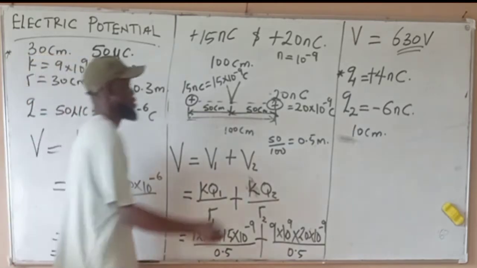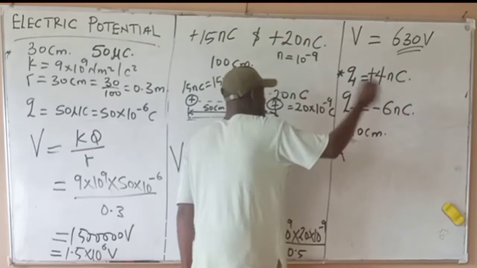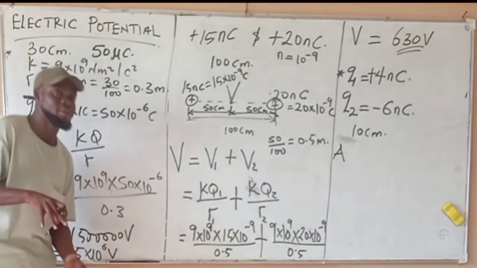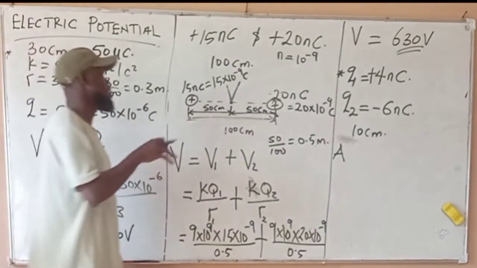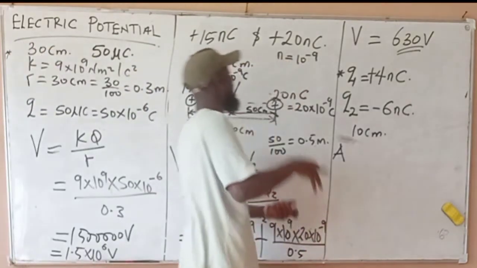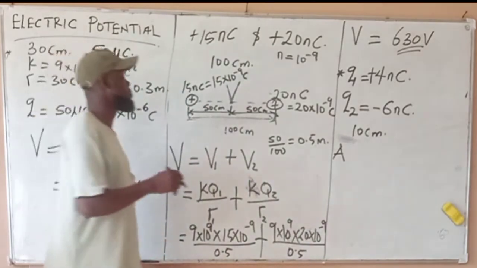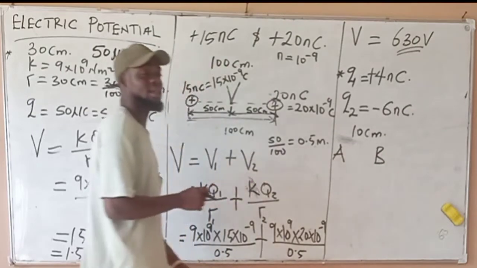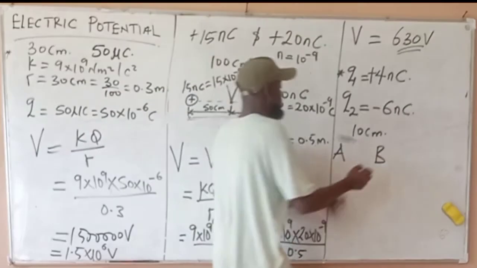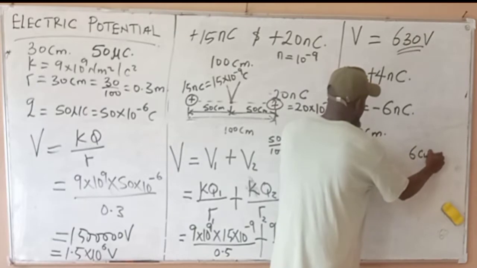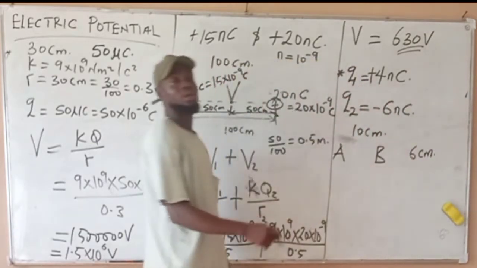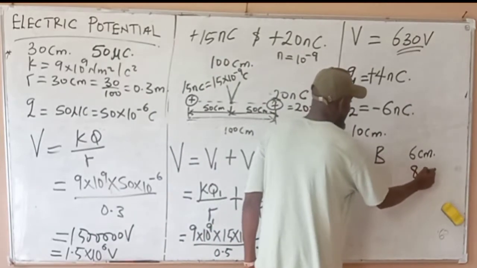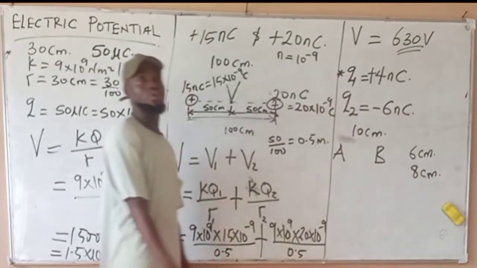Point A is midway between them. And point B is 6 cm from Q1 and 8 cm from Q2.